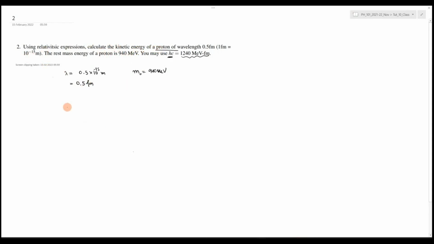So before we calculate the kinetic energy, let us get the momentum, because we know that kinetic energy in relativity can be written as total energy minus rest mass energy. Now to get this total energy, we will write this expression: E square is equal to P square C square plus M naught square C to the power 4. To get this E, we need the P. So for P, we will use the de Broglie wavelength formula. P is equal to h by lambda.